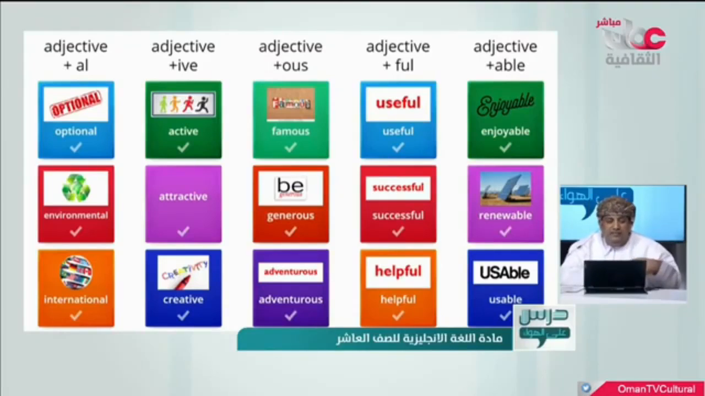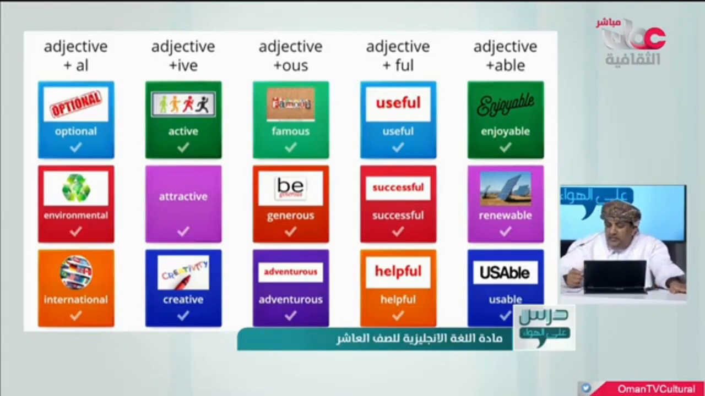Let's read them again. Optional, environmental, international, that end with al. Here, ive, active, attractive, and creative. Also here, ous, for famous, generous, and adventurous. Okay. Ends with o-u-s, the suffix. Also here the suffix ful. For example, useful, successful, and helpful. Here we have the adjectives with able, enjoyable, renewable, and usable.